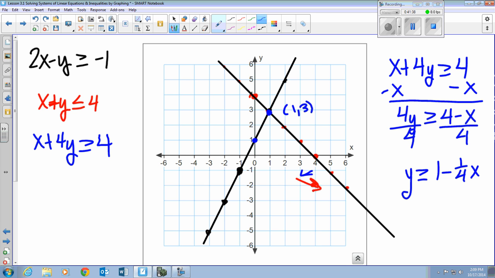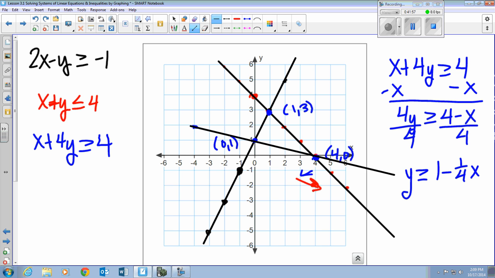What's my slope? First of all, they share this point, 0, 1. I now know another point. And my slope is negative 1/4. So down 1 over 1, 2, 3. Oh, look, they share that point, 4, 0. Up 1, left 1, 2, 3, 4. And now I have this pretty little line. So I know I'm below that line and below that line, and I want to be what? Above this line. So my region that works is that little tiny triangle in here.